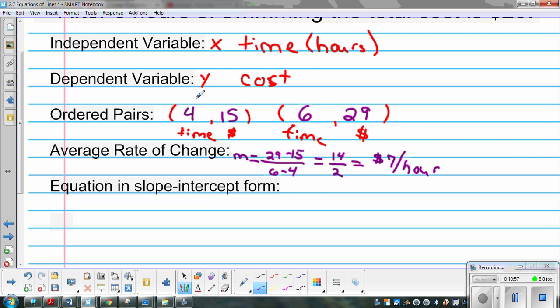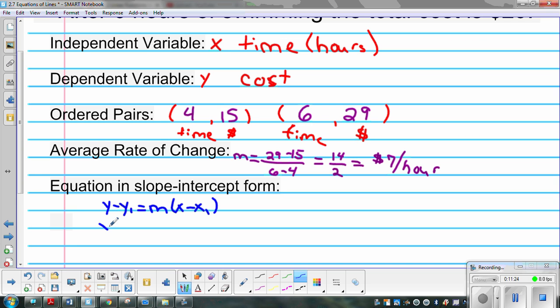Remember, you have some points here and a slope, an average rate of change. We need to pick one of our 2 points to use. I'm going to go with (4, 15) just because the numbers are smaller. If you want to challenge yourself, try the other point and see if you make it to the correct equation in slope-intercept form. Remember the formula, y minus y sub 1 equals m times x minus x sub 1.